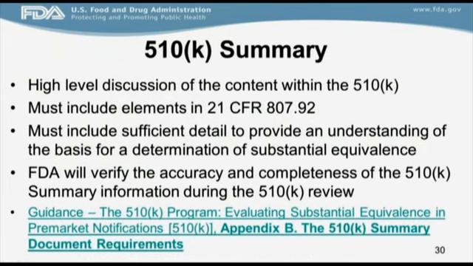The 510K summary is a high-level discussion of the content within your 510K. Within your 510K summary, you should cover the elements covered in 21 CFR 807.92. Your 510K summary should include sufficient detail to provide an understanding of the basis for your determination of substantial equivalence. During the review of your 510K, the FDA will verify the accuracy and completeness of your 510K summary. For more information on what should be included in a 510K summary, please refer to that final guidance, the 510K program, specifically Appendix B, which covers the 510K summary document requirements, as well as provides a great example of a complete 510K summary.